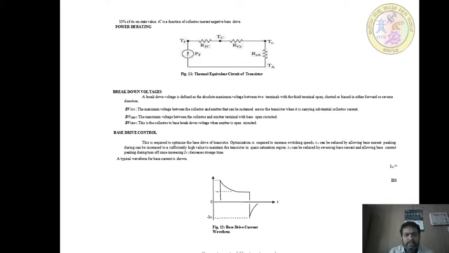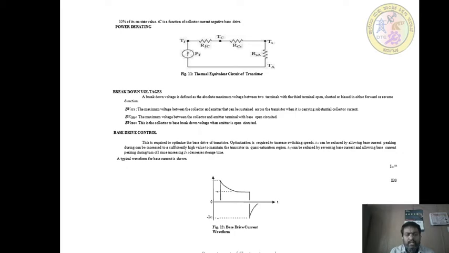Collector-base. VCEO, the collector-emitter breakdown voltage, is the maximum voltage between the collector and the emitter terminal with the base open circuit. Similarly, VCBO is the collector-to-base breakdown voltage when the emitter is open circuit.